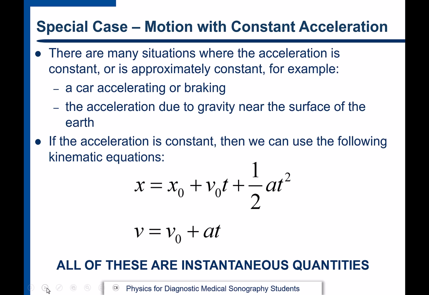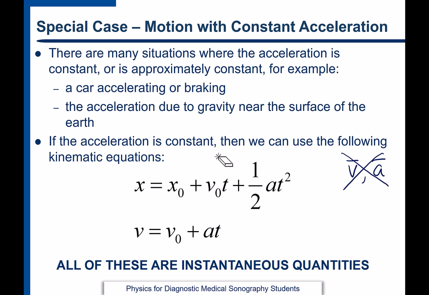You'll notice that these are all instantaneous quantities. So what do I mean by that? I mean, notice there's no v bar or a bar here. We're not talking about average quantities. Remember that if there's a naught on a variable, it means the initial value. And if there's nothing on the variable, it means the final value. So here, x0 would be the initial position, v0 the initial velocity.